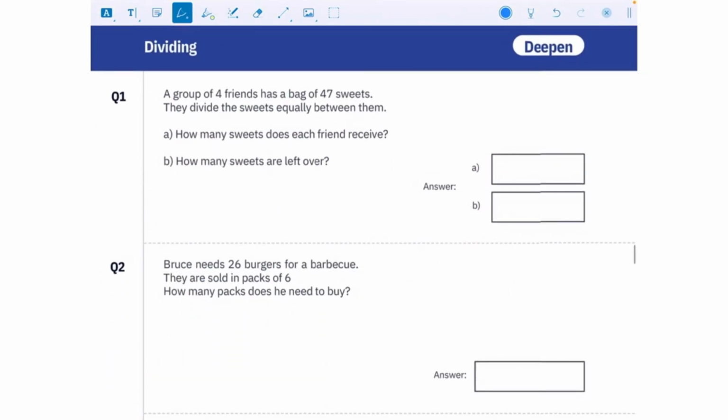And then the most difficult questions here. A group of 4 friends has a bag of 47 sweets. They divide them equally between them. How many do they get each and how many are left over?